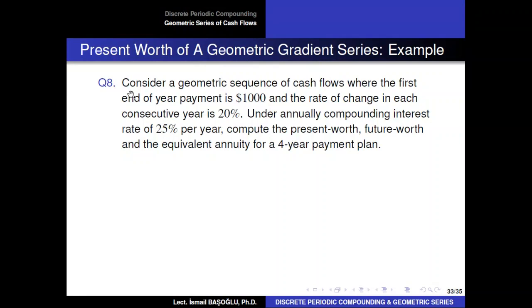Now, under an annually compounding interest rate of 25% per year, so we have a 25% increase in your savings account. The question asks us to compute the present worth, future worth, and the equivalent annuity for a 4-year payment plan. So we have a 4-year payment plan, my friends. So let me draw it for you.